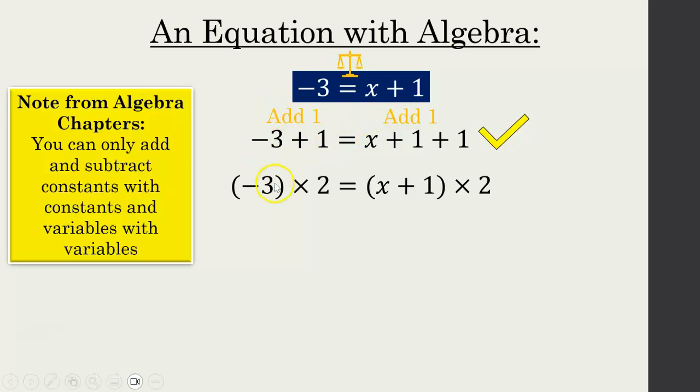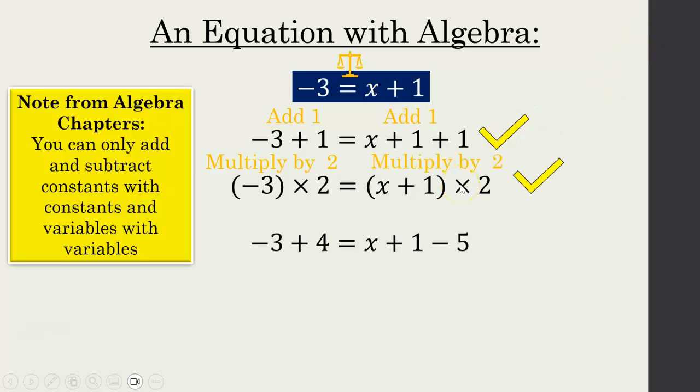Now, a little bit trickier. Minus 3 and I multiplied it by 2, and I have x plus 1 and I multiplied it by 2. Is that going to be balanced? So going back to the multiplication balancing scale example that I used, think about that. Will it be balanced? Well, I multiplied this whole left-hand side, everything on the left-hand side, by 2. And then x plus 1, so everything on the right-hand side, I multiplied it by 2. So yeah, it is balanced.